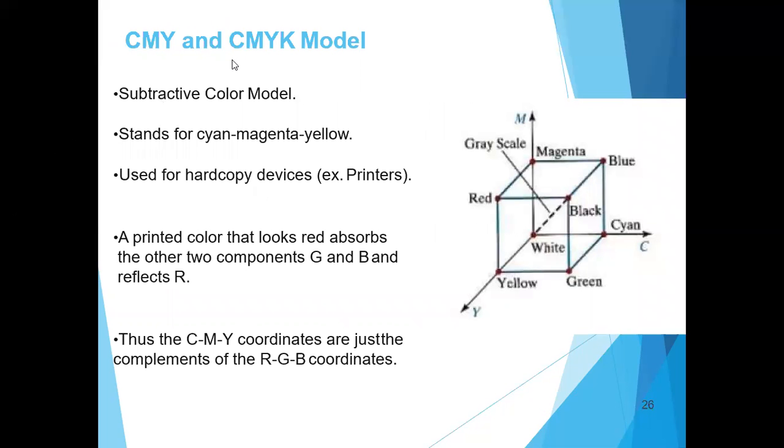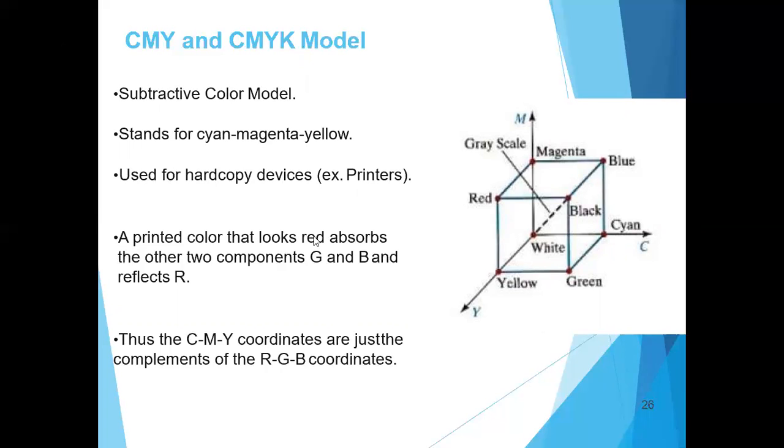So the next type of color model is called the CMY and CMYK model. CMY stands for cyan, magenta, yellow, and CMYK stands for cyan, magenta, yellow, and black. Here K stands for key. Key is nothing but your black color. This color model is a subtractive color model. This is basically used for your printer. So in our printer, the color model we use is the CMY and CMYK model, whereas in the TV screen, in your laptops, in any display devices, the color model we use is the RGB color model.